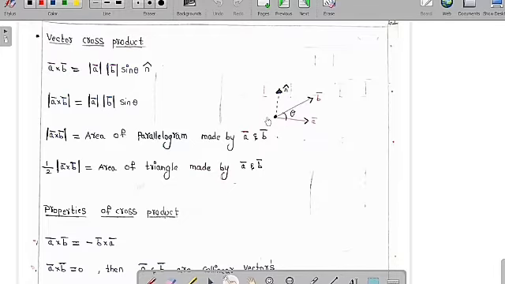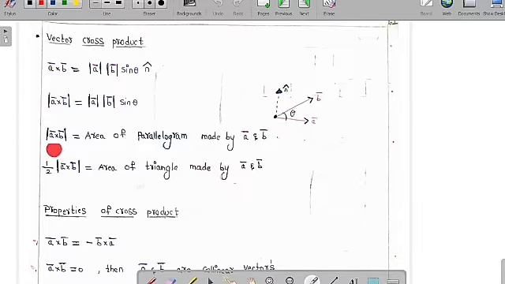Suppose this is a vector A bar and this is a vector B bar. You can see clearly theta is the angle between the vector A bar and the vector B bar. Now this n cap is called the unit vector, and it is perpendicular to both the vectors A bar and B bar. To know the direction of this normal vector, you have to curl your right hand fingers from the first vector A bar to the second vector B bar. Then the thumb direction gives you the direction of the cross product, which is n cap. So always this n cap will be perpendicular to both the vectors A bar and B bar.